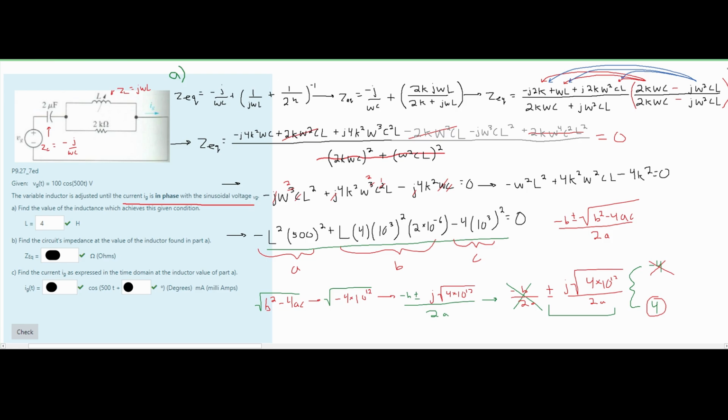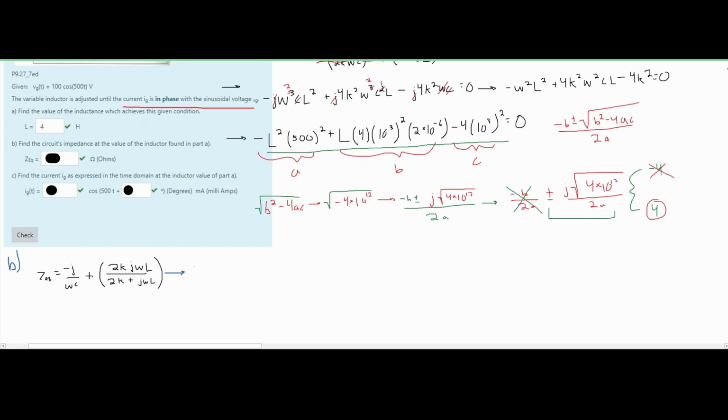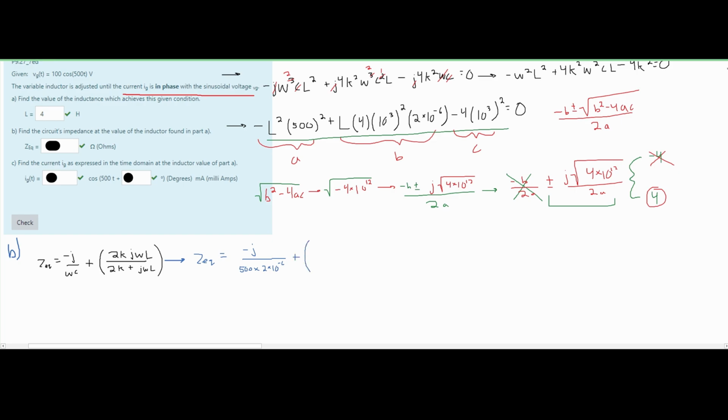Now for part B, we want to find the Z equivalent. So what I'm going to do is take the equation that we wrote right here and plug in all of the values that we know. Now this is going to be our new equation. From here, I'm going to cross multiply these and add them together, and then multiply our denominators together so that we can combine this into one equation. So this is going to be our new equation.